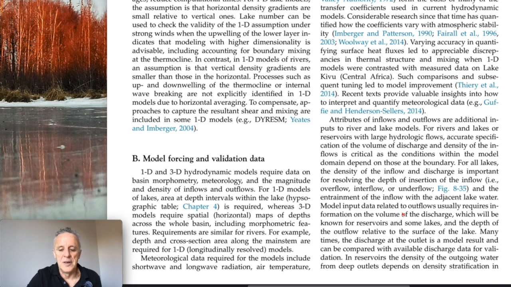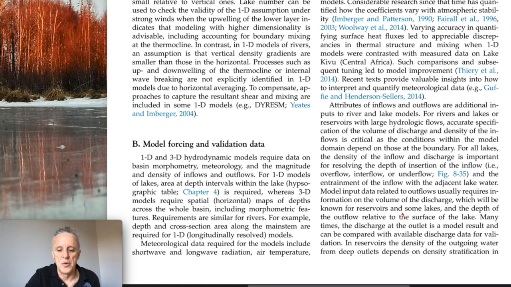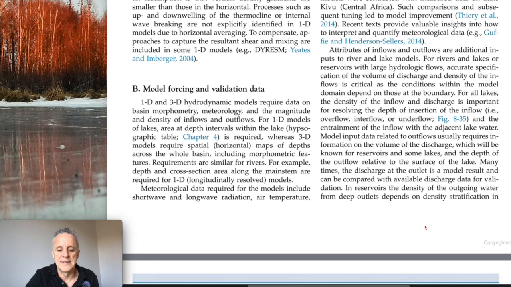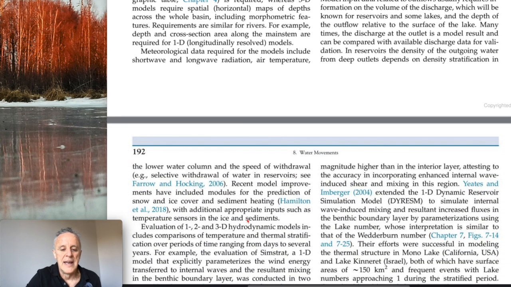Model input data related to outflows usually requires information on the volume of the discharge, which will be known for reservoirs and some lakes, and the depth of the outflow relative to the surface of the lake. Many times, the discharge at the outlet is a model result and can be compared with available discharge data for validation. In reservoirs, the density of the outgoing water from deep outlets depends on the density stratification in the lower water column and the speed of withdrawal.